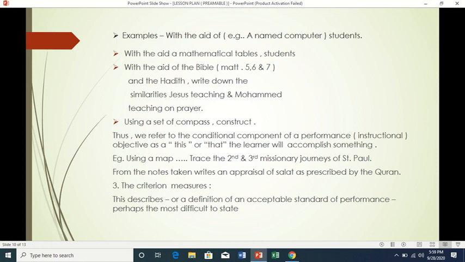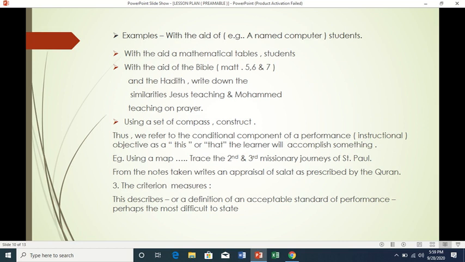Let us look at this. With the aid of a named computer program, the program is omitted in that bracket, students will be, then you continue. With the aid of a mathematical table, students will be. With the aid of a Bible, with reference to Matthew 5, 6, and 7, and then with the aid of the Hadith, write down similarities of Jesus' teaching and Muhammad's teaching on prayer. So you have specified the condition under which they are to do their work.